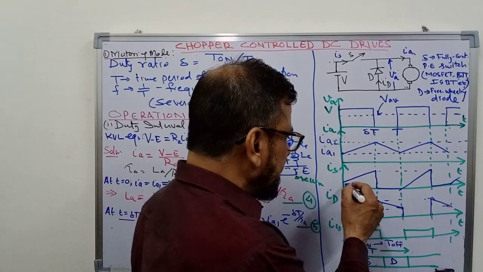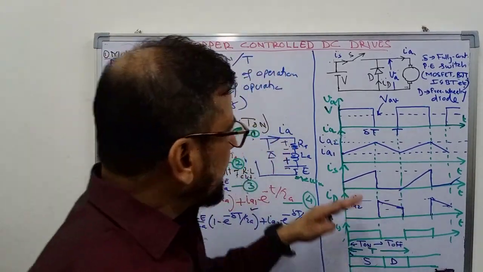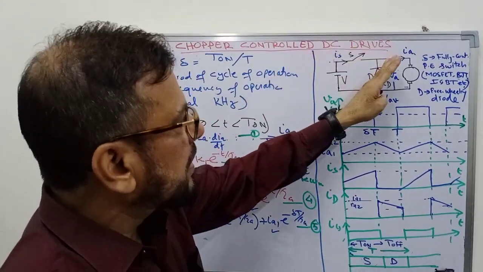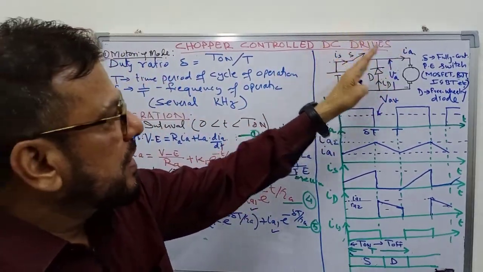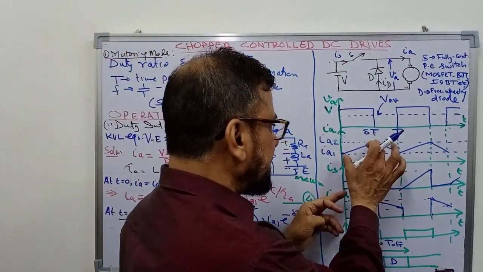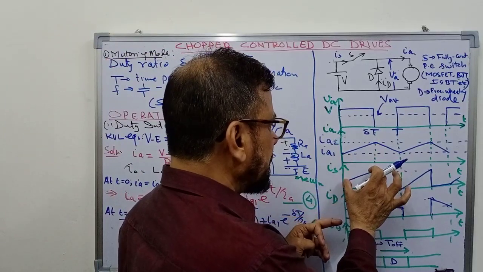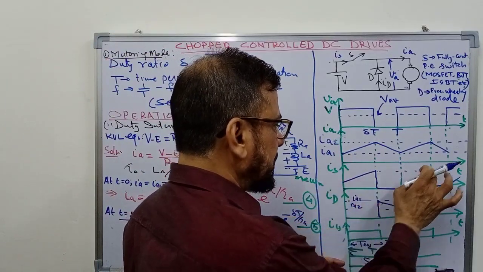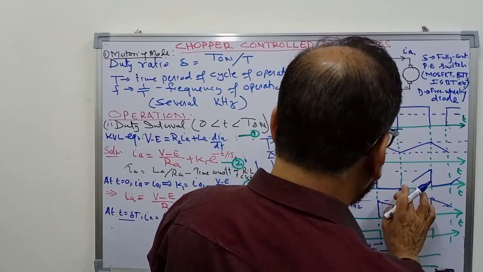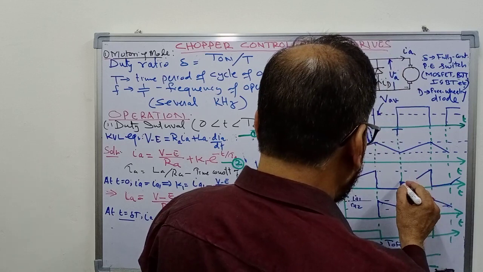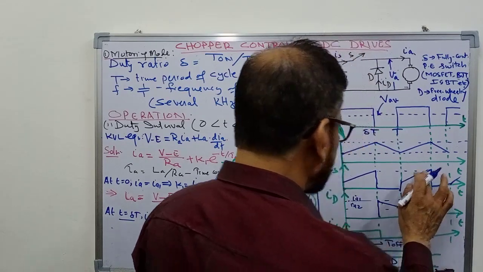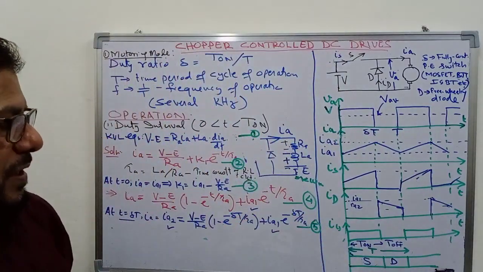I have shown here the source current also. You can say that when the switch is closed, current flows through the switch, and when the switch is turned off, the armature current flows through the diode. So you can say that the source current will be like this. This part of the current flows through the source. So this is the waveform of the source current. I think I have drawn this by mistake here like this. So this is the source current.